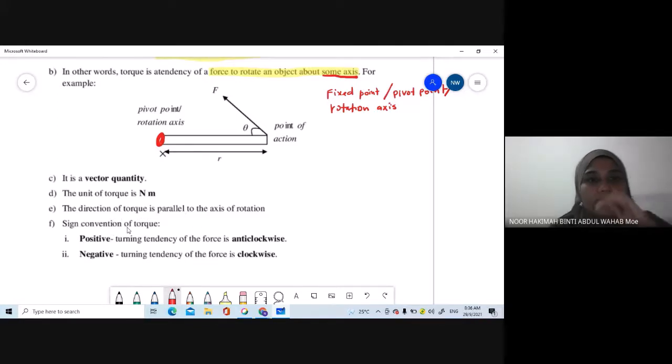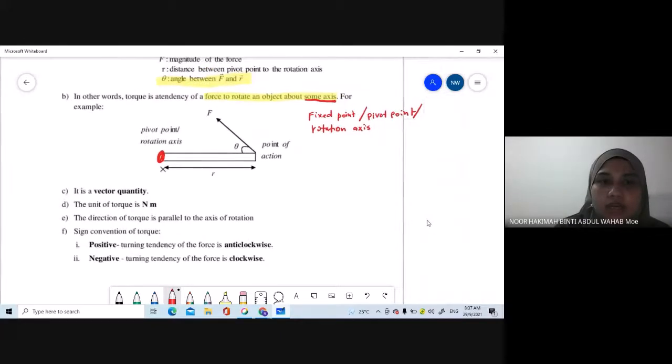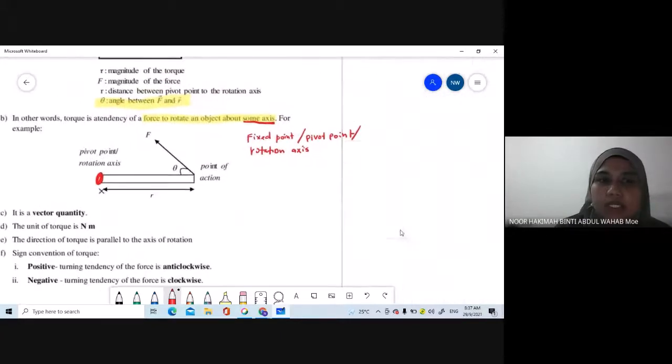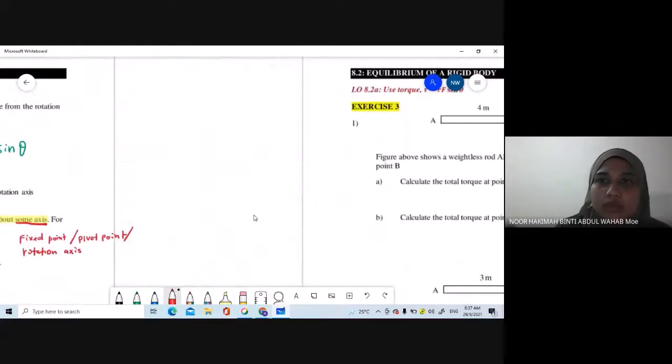Sign convention of torque: positif kalau dia turning anti-clockwise, negatif kalau dia clockwise. So kena ingatlah ni, whenever we do the example, awak kena letak positif dan negatif bergantung kepada arah rotation dia. Alright.